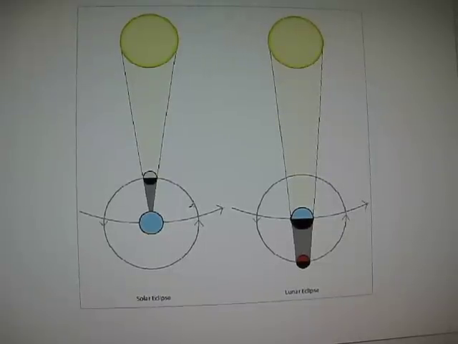This time we're looking at the different types of eclipses. And we have two eclipses here drawn. First we have what's called a solar eclipse, S for solar, and here we have a lunar eclipse, L for lunar. Okay? And these two eclipses are kind of different. Lunar eclipses are actually more common than solar eclipses, at least here in North America.